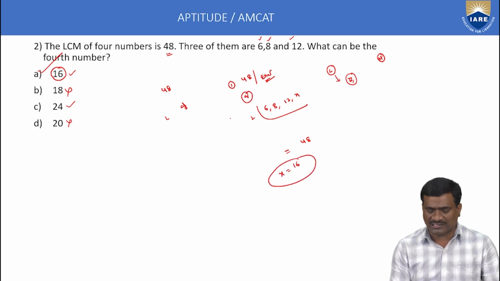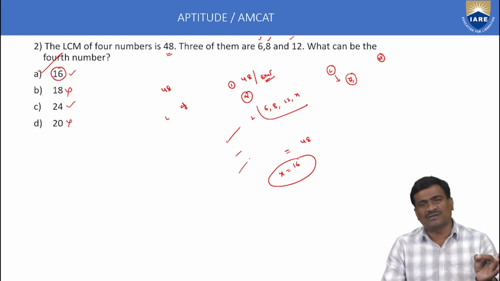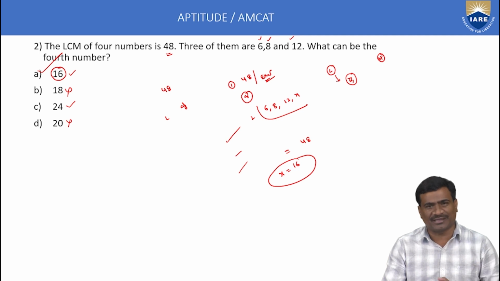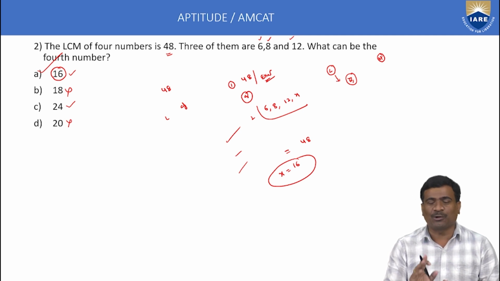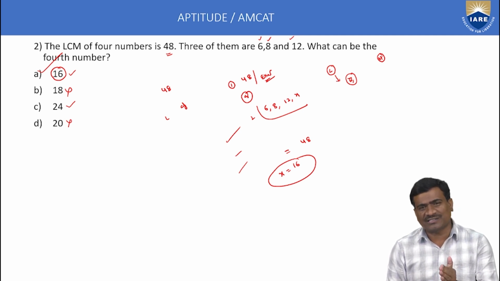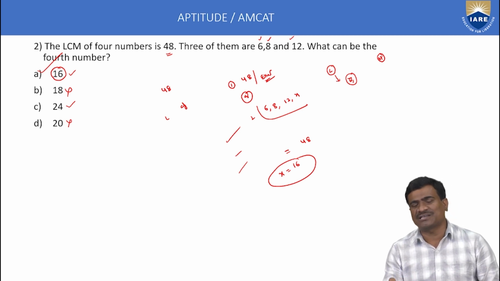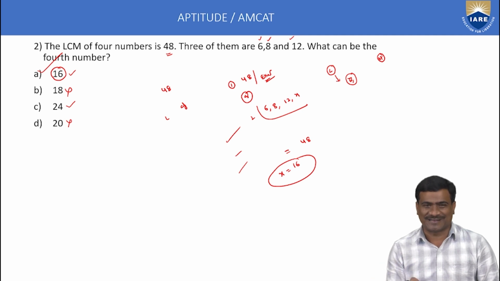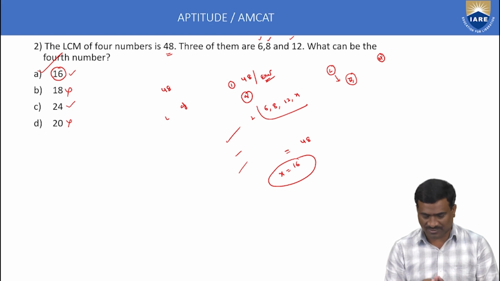The second method is also correct, but it is a lengthy and complex method. Time is also an important factor. One question should take a maximum of 1 minute 30 seconds, so apply the shortcut method. For this problem, the shortcut method is to verify the options. That method is easy. One important thing: LCM always considers the least number, and HCF always considers the highest or greatest. That is the difference between LCM and HCF.